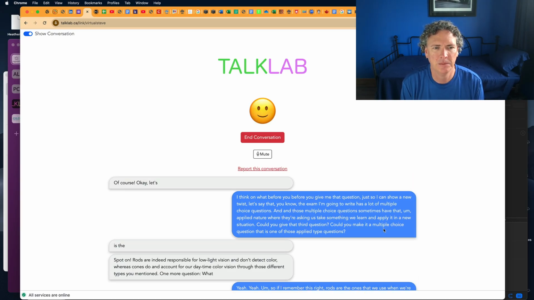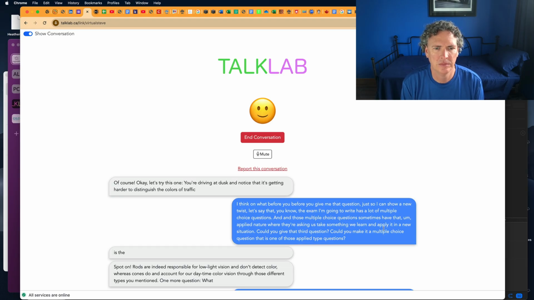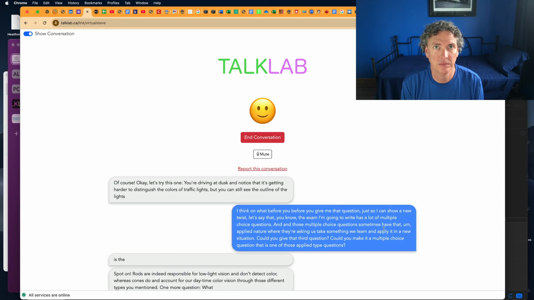Of course. Okay, let's try this one. You're driving at dusk and notice that it's getting harder to distinguish the colors of traffic lights, but you can still see the outline of the lights clearly. Which of the following best explains why this is happening?